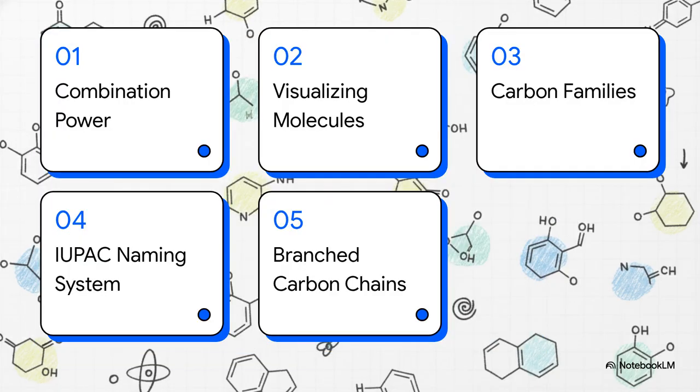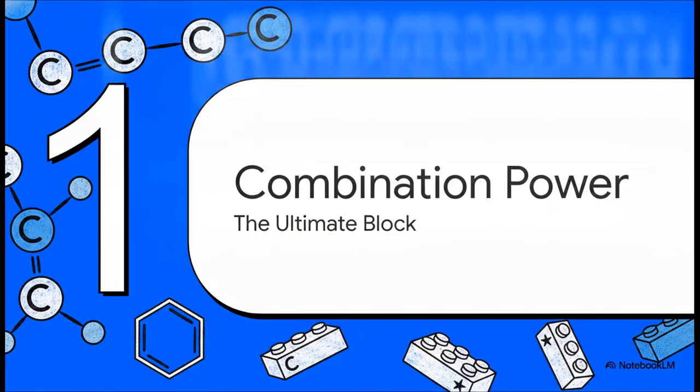Here is our roadmap for today as molecular translators: carbon's unique combination power, visualizing organic molecules, families of carbon compounds, the IUPAC naming system, and finally, cracking branched carbon chains. Let's get to it. Section 1. Carbon's unique combination power, the ultimate building block.